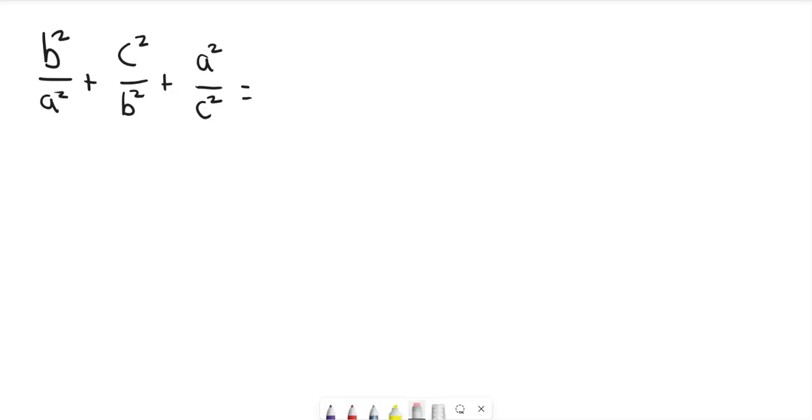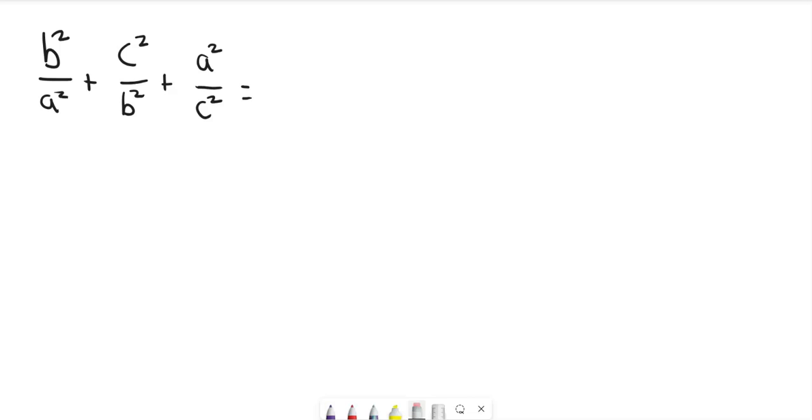And in this video, which is part 3 in my Exploring the Heptagonal Triangle series, I'm going to prove an identity using the squares of the sides. So b squared over a squared plus c squared over b squared plus a squared over c squared will equal some value. This identity is necessary for other proofs that I'm going to do down the line in this series.